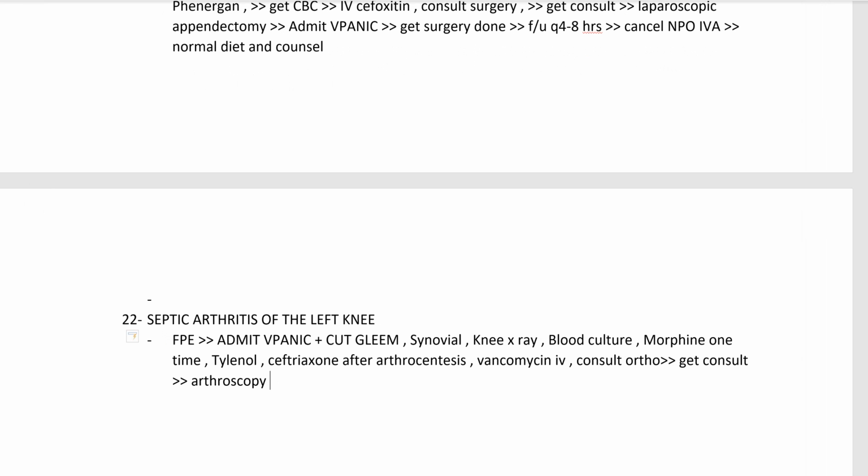And then get the procedure done. After that, you want to cancel NPO, or let me write it this way: switch NPO to normal diet. Okay, and then you want to follow up Q 6 to 12 hours, and then cancel. And that's it, you're done for this patient. You see, it's very interesting, nice, and smooth.